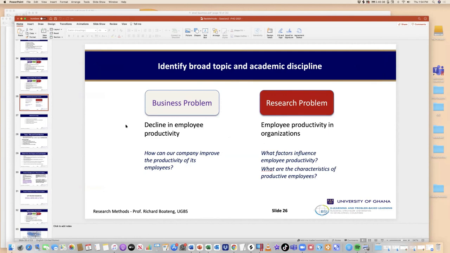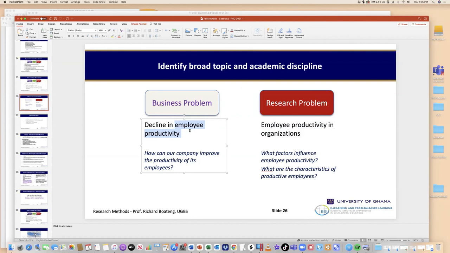You don't make it a major. The issue that I found has a phenomenon in it. If this is the issue, declining employee productivity, you have got a phenomenon in it. A phenomenon may be employee productivity. So you go and read on employee productivity in organizations and find out the gaps related to that area. Do you understand me? Everything that you identify should be related to a phenomenon. You can't just identify something.